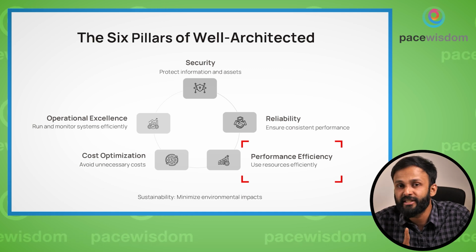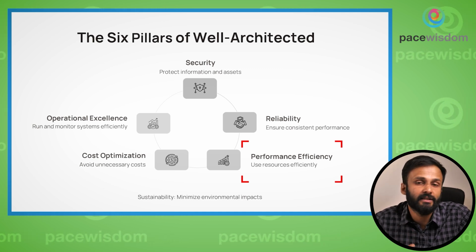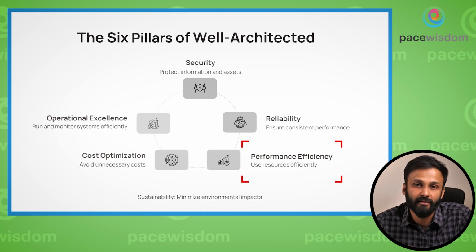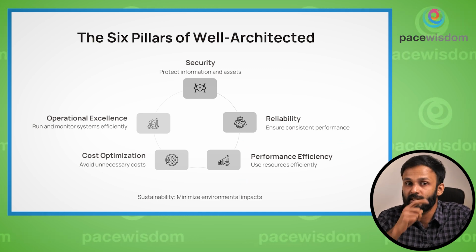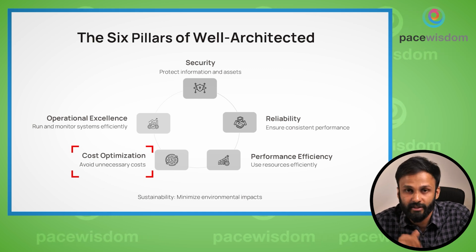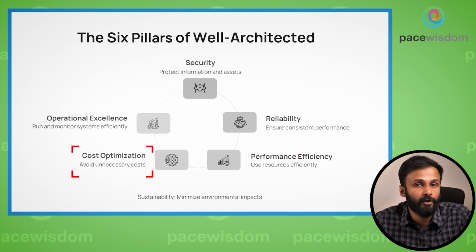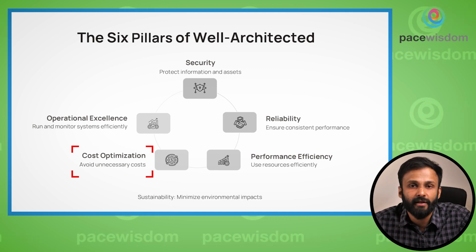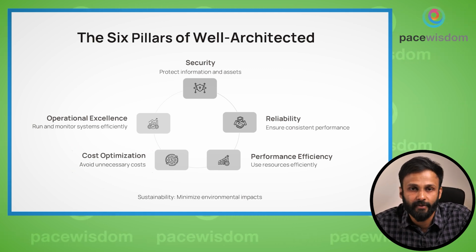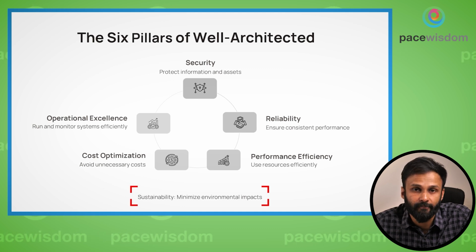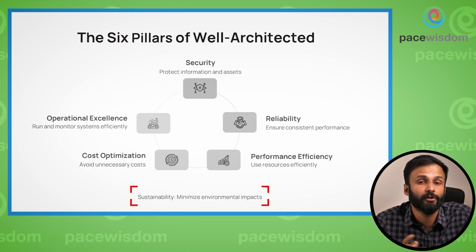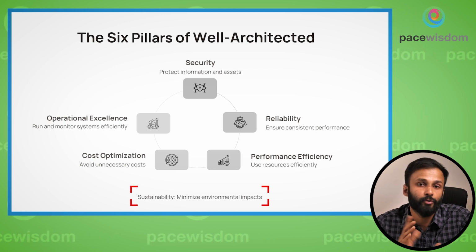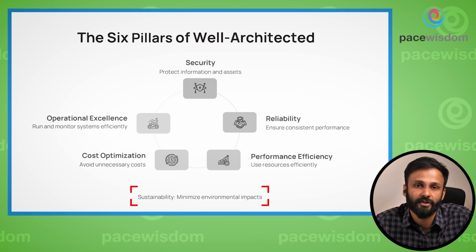Next is performance efficiency. Using resources efficiently, selecting the right instance type, and optimizing your application for peak performance matters. Next is cost optimization. It's well known. Avoiding unnecessary cost, right-sizing resources, and continuously monitoring and optimizing your spending matters here. And next is sustainability. It's about minimizing environmental impact, reducing energy consumption, and leveraging cloud technologies to build more sustainable products.